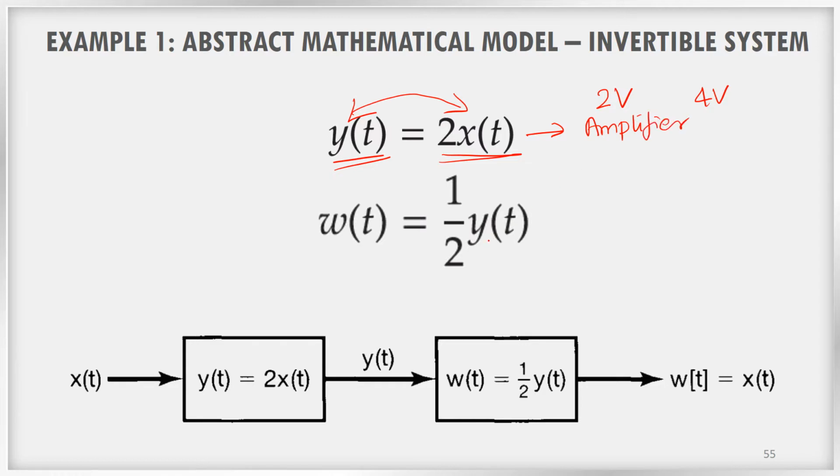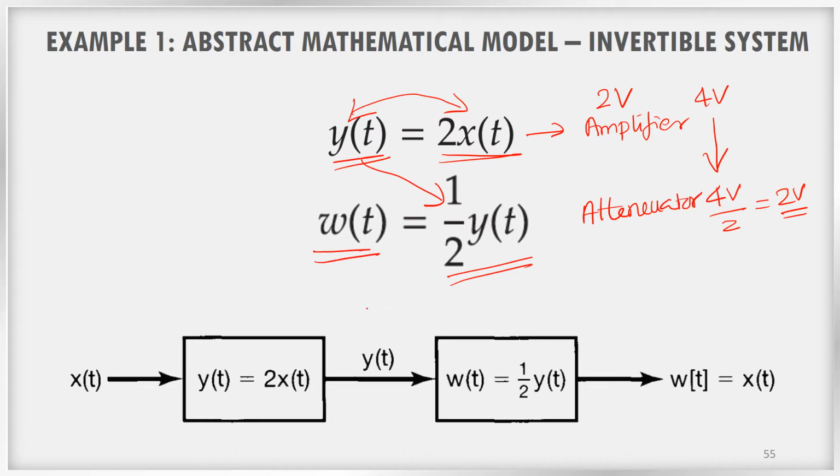Now consider another system which performs this operation. It is producing half of the output y of t. So this 4 volt will be divided by 2 and you will again get 2 volt. So it is an example of an attenuator. So we are getting a signal w of t. If you look carefully, you can see that this w of t is nothing but x of t, which is the starting voltage, that is the 2 volt.